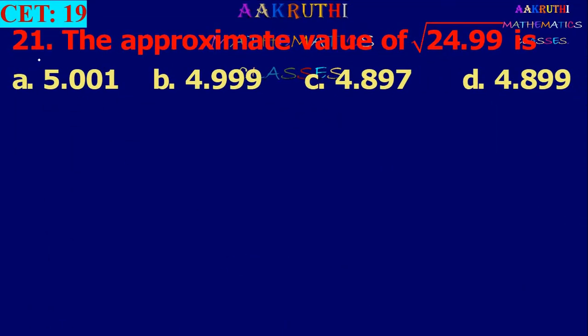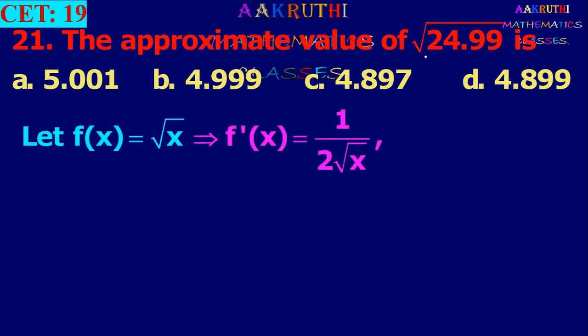It is problem number 21 and it is from CET 2019. The approximate value of root of 24.99 is, we have to find approximate value of root of 24.99. So therefore we take f of x equal to root x. So since here it is given in root, so we take f of x as root x. So when we differentiate this, f dash x equal to 1 by 2 root x.